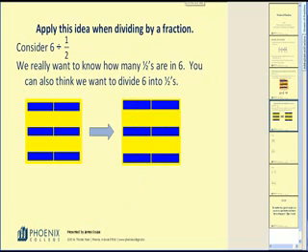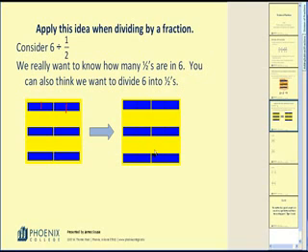Now, if we use the same train of thought for the problem 6 divided by 1/2, we really want to know how many halves are in 6. So looking at our model for 6 again, if we now want to break this up into halves, we would have to take each of these rectangles, which equal 1 unit, and cut them in half. And if we did that to these 6 rectangles, it would look something like this.